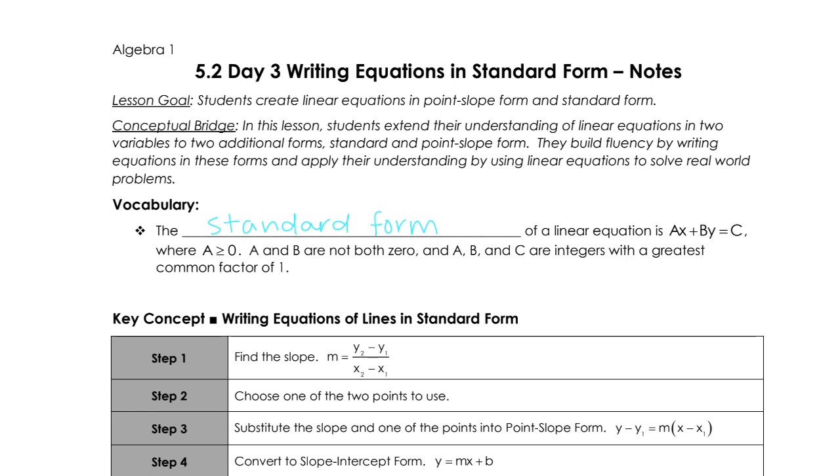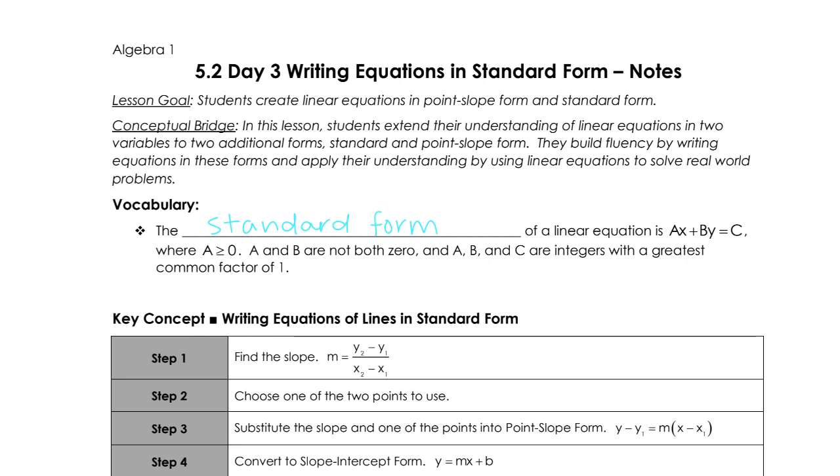For this video, we will be talking about section 5.2, but this is now day 3, which is writing equations in standard form. So day 1 was point slope form, day 2 slope intercept form. Now we have day 3, which is standard form. So to start, we just have one new vocab word here.